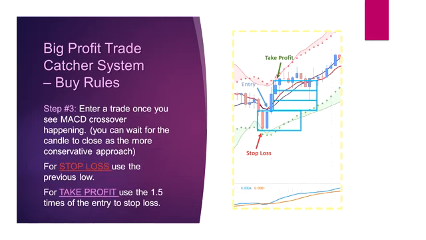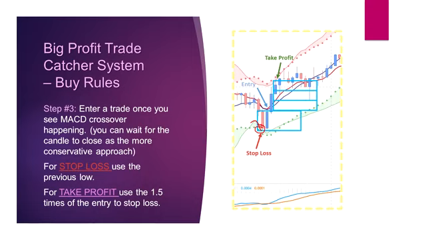Step 3. Enter a trade when you see the MACD crossover happening. You can wait for the candle to close as the more conservative approach, but still, if you see a crossover happening, feel free to enter a trade right away. For stop loss, use the previous low. In most cases, that low is going to be the place where you have your step 1 happening. The time where we test that green ribbon, that's going to be the low point.